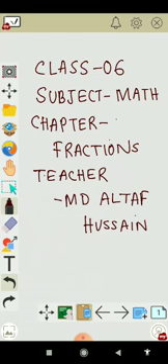So we are going to discuss the chapter fractions. Already you know about the numbers: natural numbers, whole numbers, integers. Now we will see that some types of numbers are in a by b form.